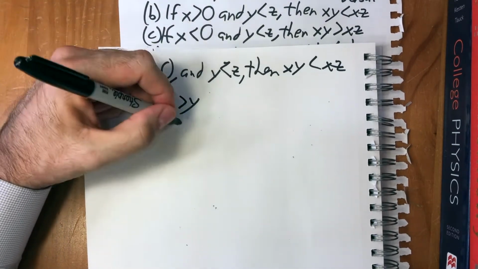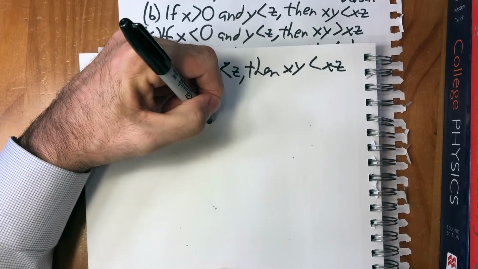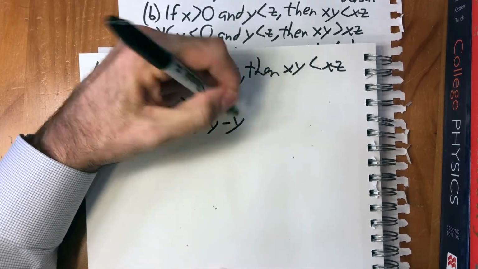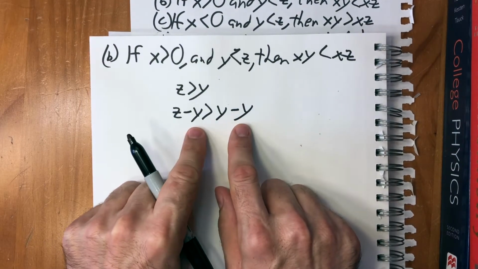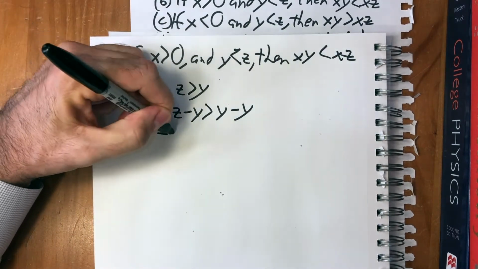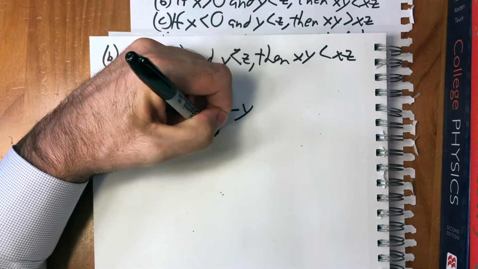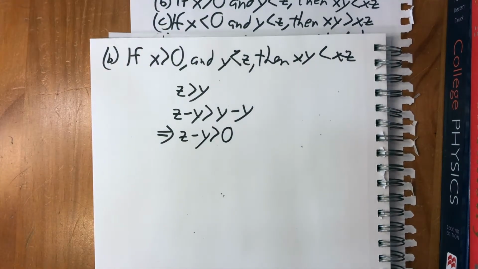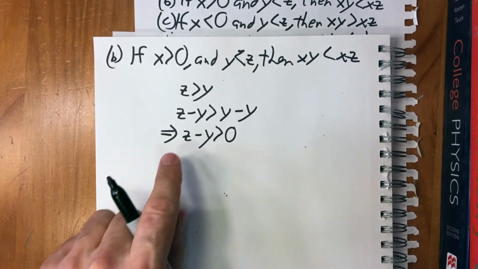Then we can subtract y from both sides. So again, this is axiom 1 of an ordered field. You can add the same thing to both sides. It preserves the inequality. Therefore, z minus y is greater than 0. So y minus y is 0. That's just the inverse property.